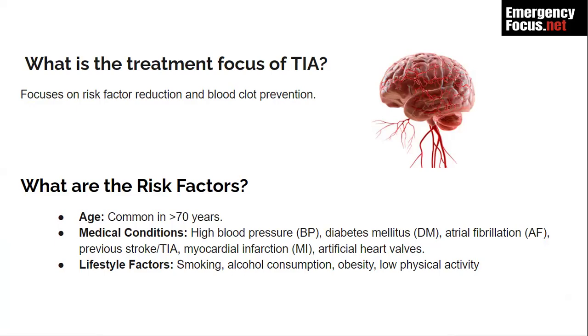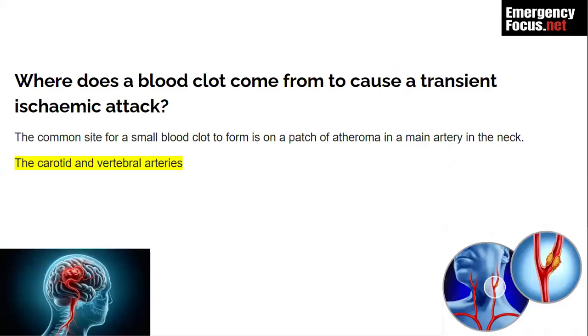And what are the risk factors for TIA? Well, age is a risk factor, very common after the age of 70 years. Whether the patient has high blood pressure, diabetes, atrial fibrillation. Atrial fibrillation forms a clot that fires up to your brain through your neck arteries or vertebral arteries, and there you go. If the patient had previous stroke or TIAs, the chances are higher. Myocardial infarction, or artificial heart valves. And how is the lifestyle? Smokers, alcohol consumption above the limited units, obesity, low physical activity, they all pose greater risk of TIAs, right?